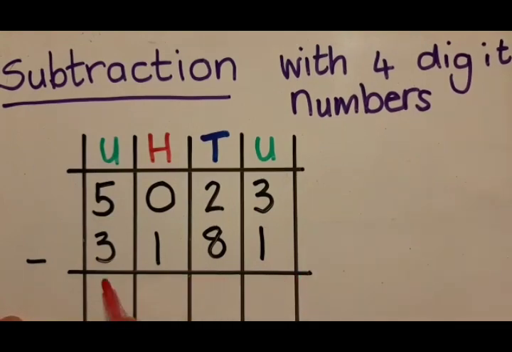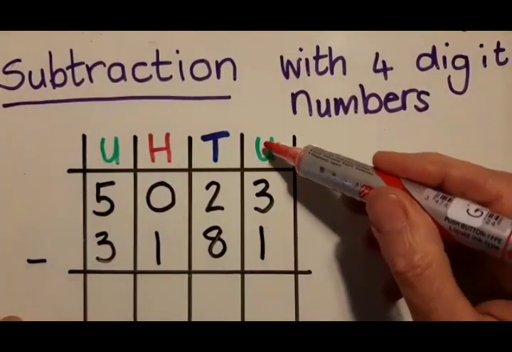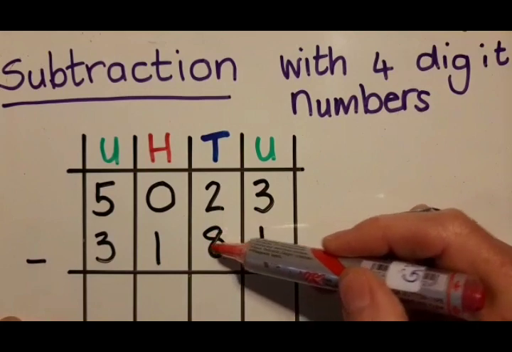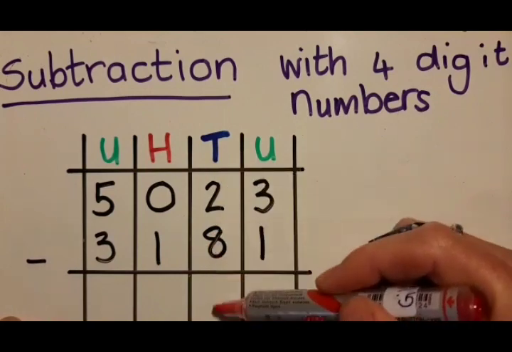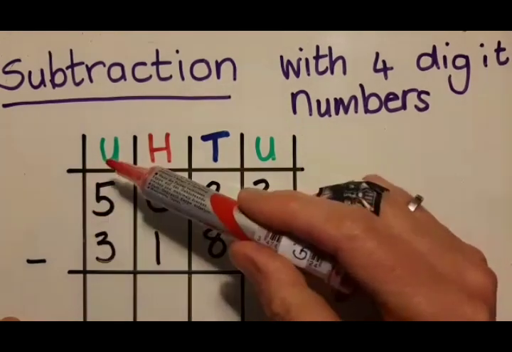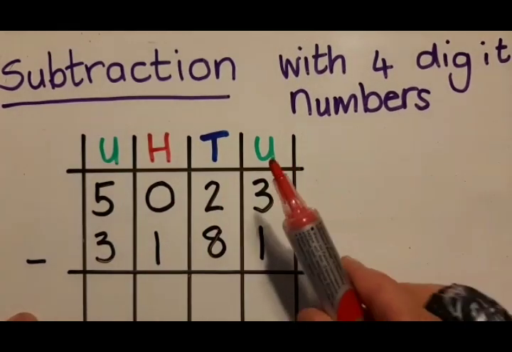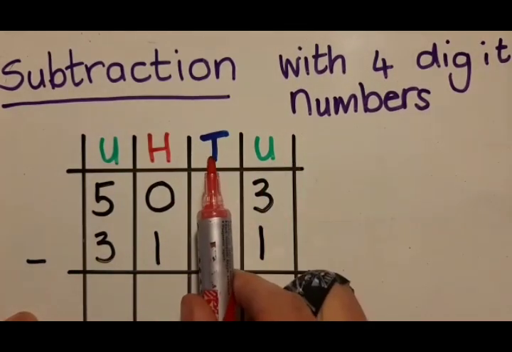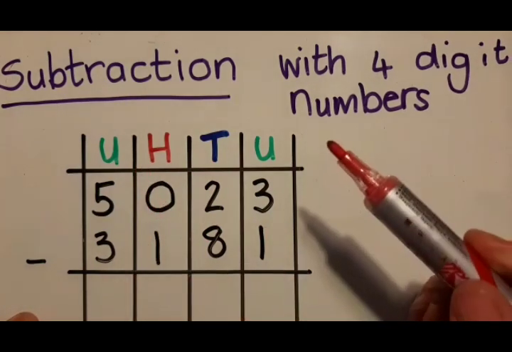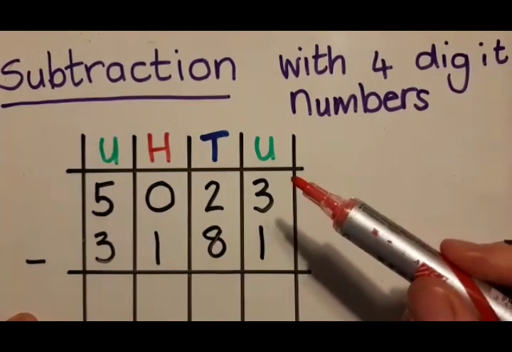The same applies for this number here. The 1 is in the units column. The 8, or 80, goes in the tens column. There is 100, and there are 3 units in the thousands house. The colors: green for units, blue for tens, red for hundreds. I am using a colored pen so you can see what I'm going to do.